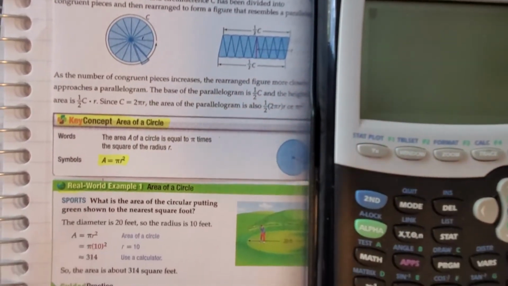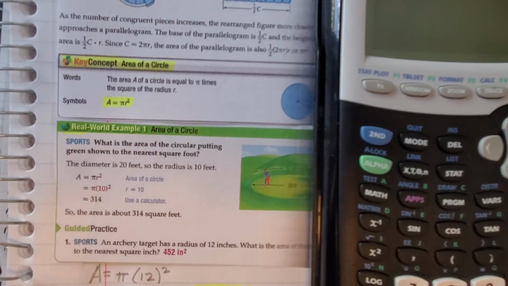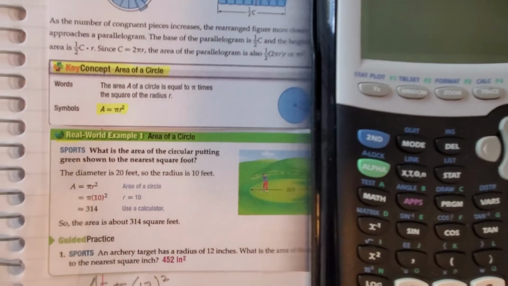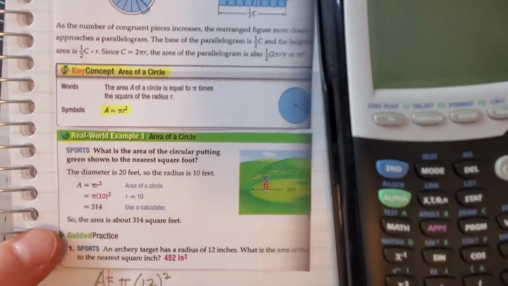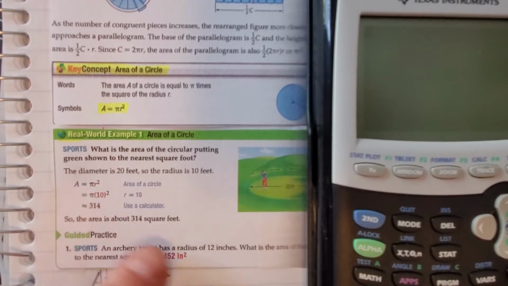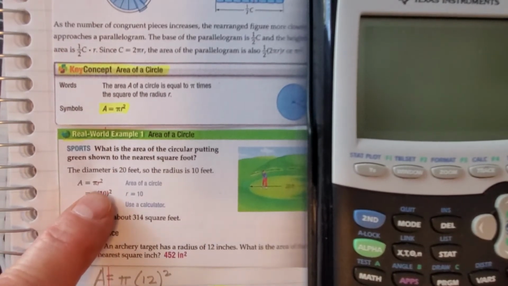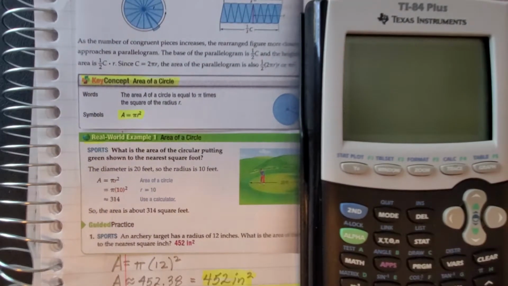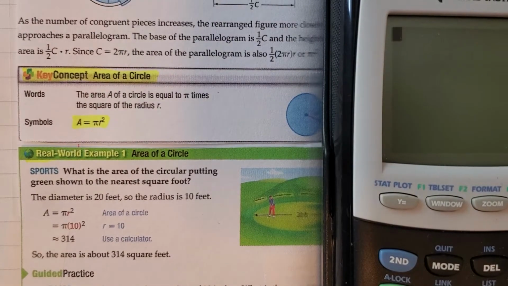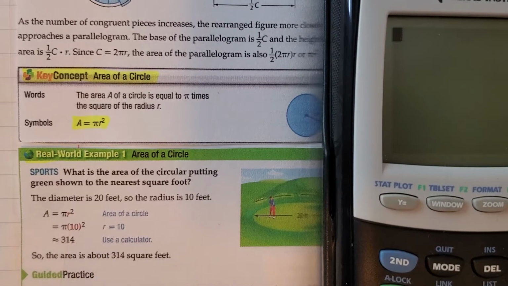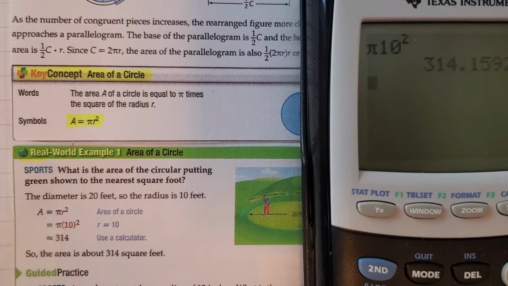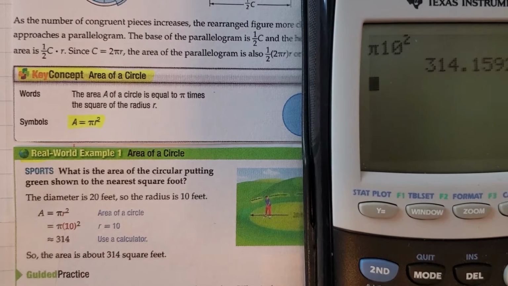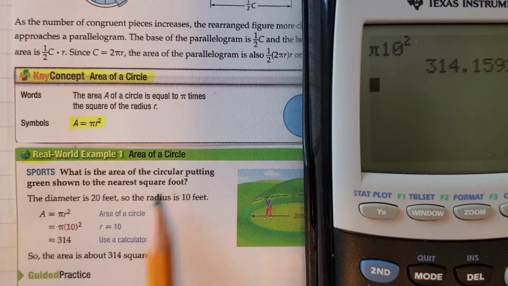All right, I'm going to move down because I'm going to go quick. Now we have a little bit of a real-life situation. We have a putting green here, which has a diameter, it looks like, of 20. It didn't come out real well, but that'll work. So you're just going to find the area by putting the radius in: pi times 10 squared gives you approximately 314. If you do that on your calculator, pi times 10 squared, enter, you get 314.1, rounding to the nearest foot, so 314.